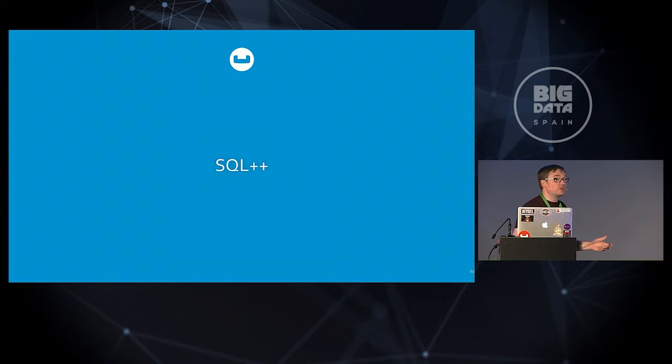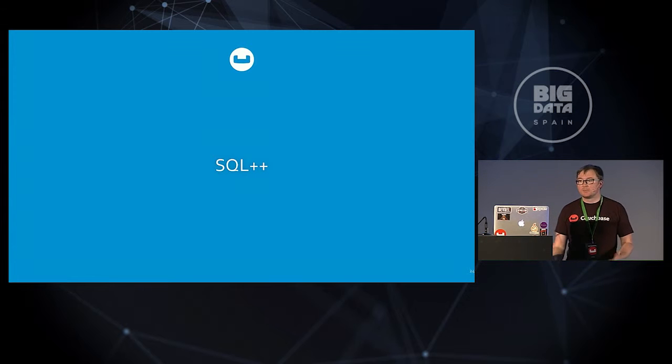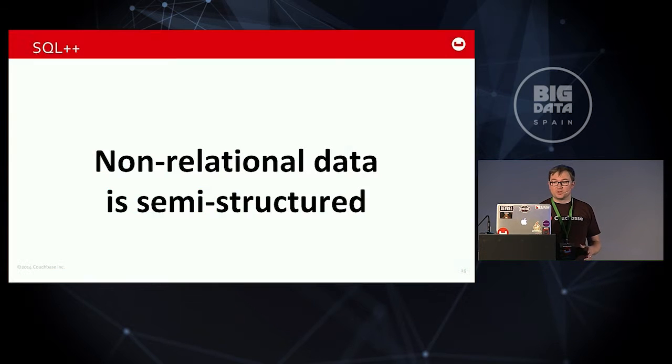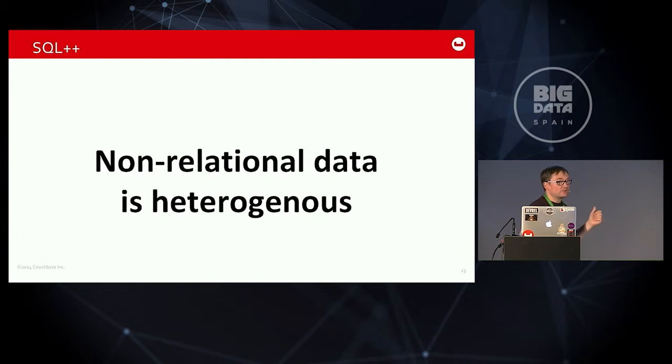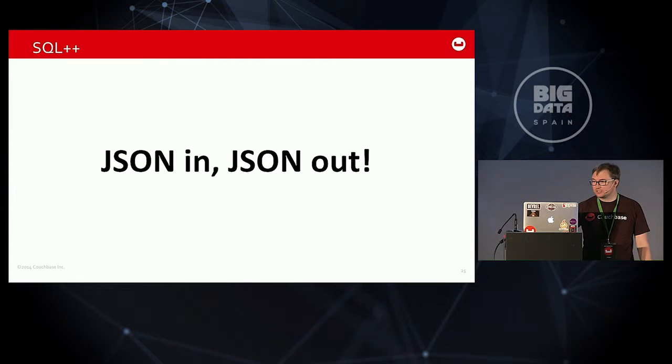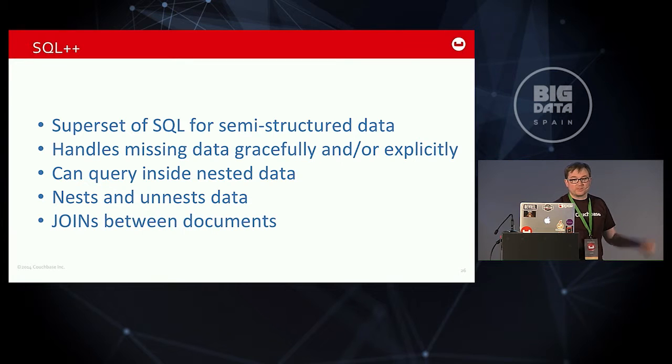And so the University of California, Berkeley put some work into this, and they came up with a paper called the SQL++ paper. What they wanted to do was take SQL, something that we're all familiar with and have great tooling for, and turn it into a language that can handle non-relational, semi-structured data, that can handle data that's heterogeneous, and that allows you to put JSON in and get JSON out. So that's what they came up with.